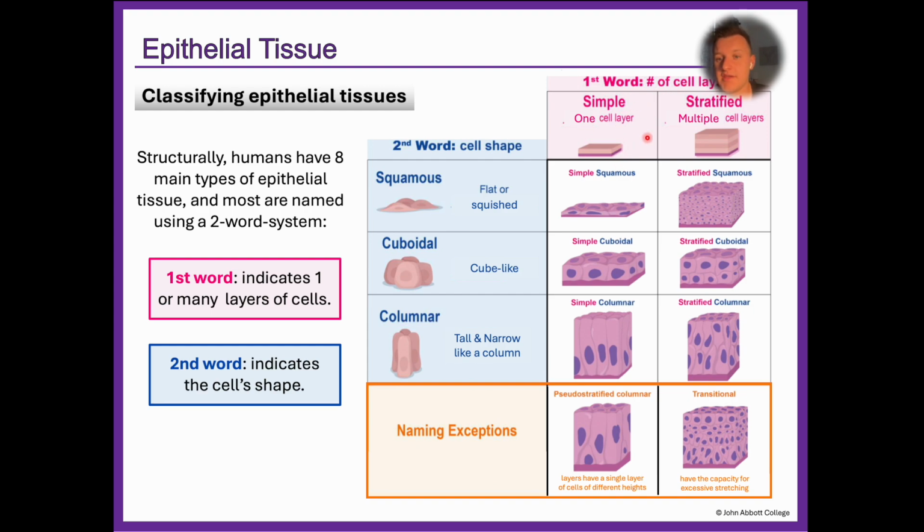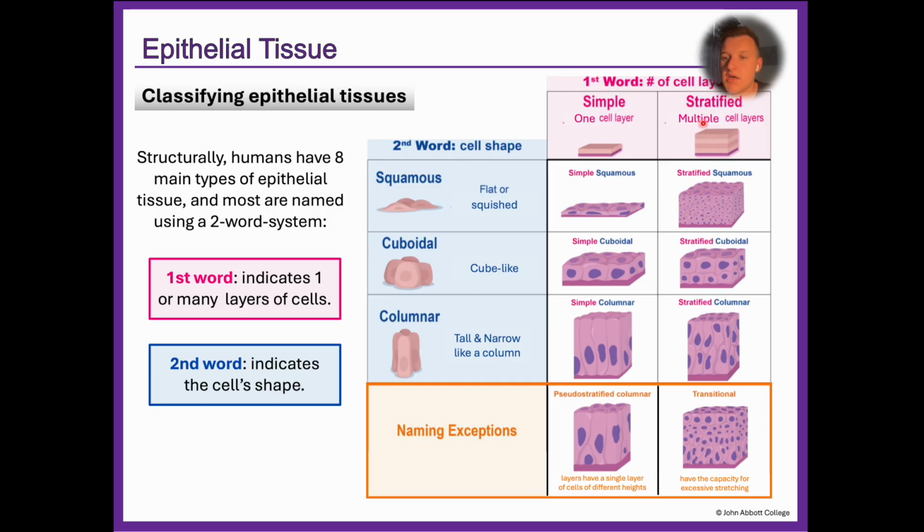For example, over here, it could be either simple or stratified that you put as the first word. Okay, so if you put simple in the name, that means it's simply one cell layer. Okay, stratified means multiple cell layers. I like to think of stratified like the clouds. Stratus clouds are all kind of spread out, right? The stratus clouds, they're very spread out, and they're kind of longer clouds, right? So stratified means multiple layers, or a stratified layer of rocks, right?